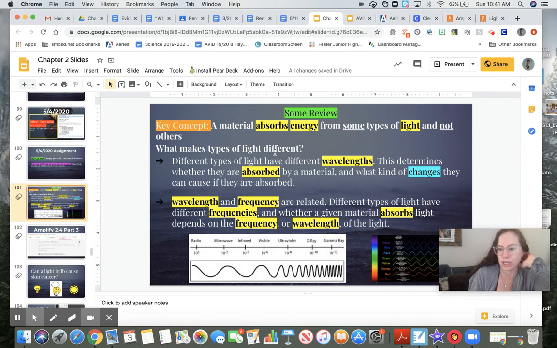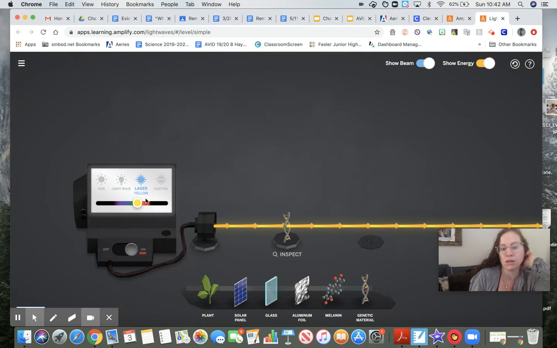This looks like a lot, but it's not. So the key concept there, which I don't know if we really understood last week, but we need to understand now. A material, like we just saw the genetic material, absorbs energy from some types of light and not others. So what we noticed was all of the visible light, the microwaves, the radio waves, it doesn't get absorbed. It just goes straight through. The only ones that we saw got absorbed that we tested was the infrared and the ultraviolet.